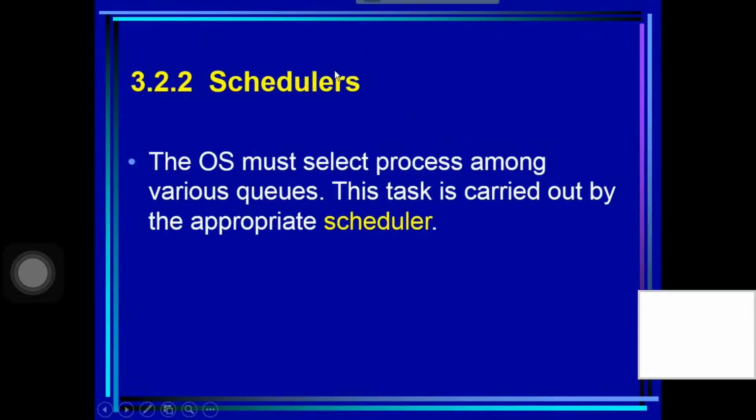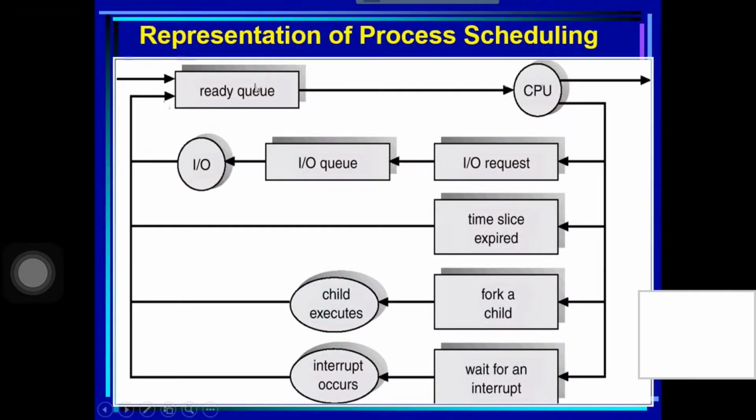Second, scheduling. A process migrates from the various scheduling queues throughout its lifetime. Like this picture: from the ready queue to the running state, then to the waiting state, then to the ready state again. So a process migrates from one queue to another during its lifetime. The operating system must select, for scheduling purposes, processes from these queues in some fashion. The selection process is carried out by the appropriate scheduler.